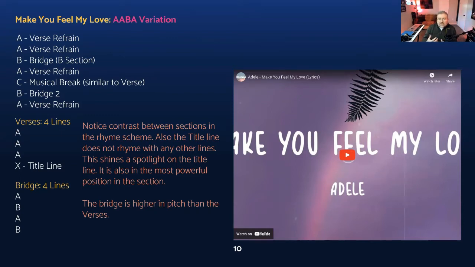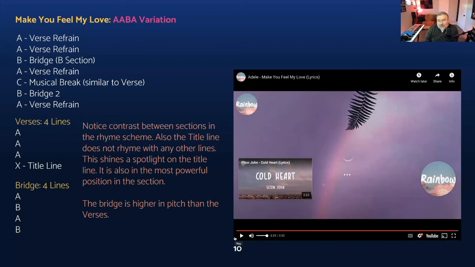So let's go ahead and listen to this song and pay attention to how it uses that AABA structure, and then also pay attention to how the rhyme scheme is setting up that title. So this is Make You Feel My Love. I mean, that's a good song anyway, but when you hear Adele sing it, it's like, wow, really great song.